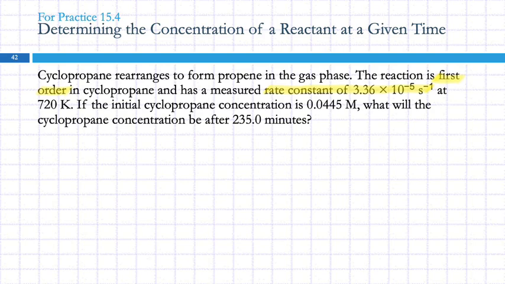So 720 Kelvin is in there. Does that mean that we're going to need it in our calculation? No. This is just saying this is the temperature at which we did this reaction, so that if you're really into all of this stuff and you wanted to duplicate it, that's the temperature you need. But we don't actually need to know what that is. If the initial cyclopropane concentration is this, so that's the initial concentration, what will be the concentration after 235 minutes?